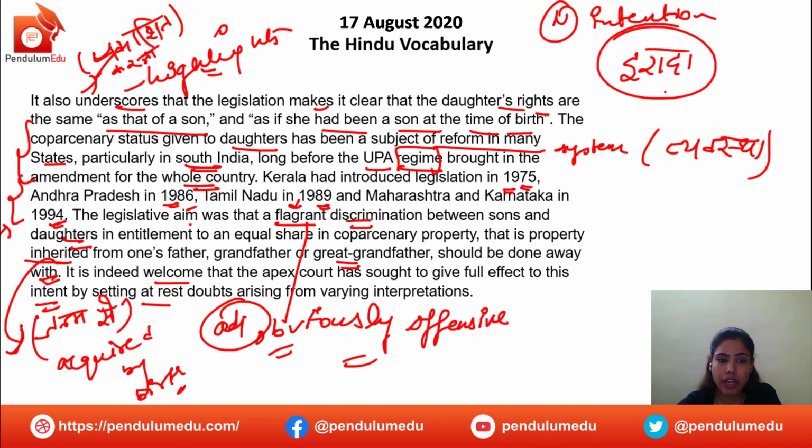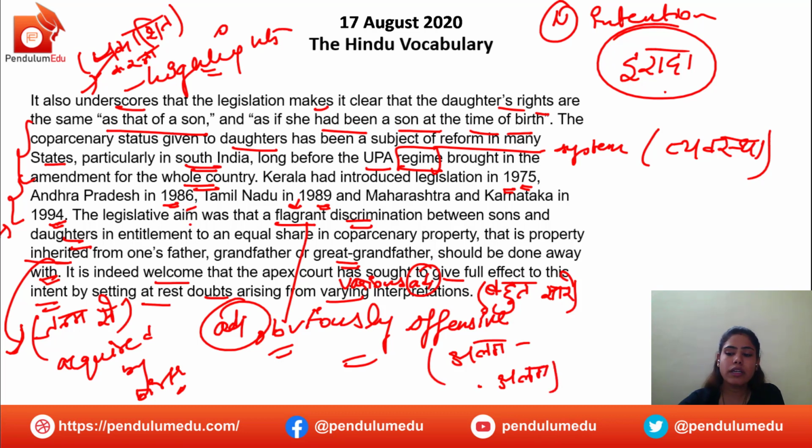By setting at rest doubts arising from varying interpretation. Varying, that is various. Varying here is used as an adjective. कहते हैं ना बहुत सारे या अलग अलग. So सबके डाउट्स को सेटल करना, सेट एट रेस्ट, उनको खत्म करना, ये इंटेंशन अगर सुप्रीम कोर्ट का है तो ये एक बहुत ही वेलकम एफर्ट है उनका. And this should, people and the entire nation should abide by the same.